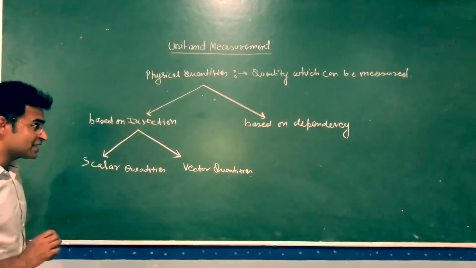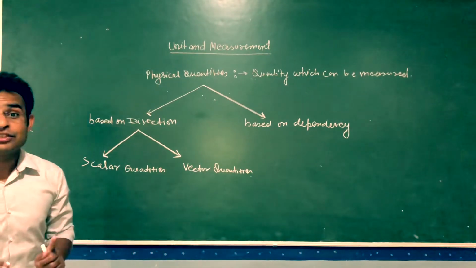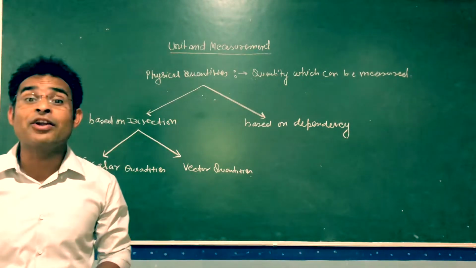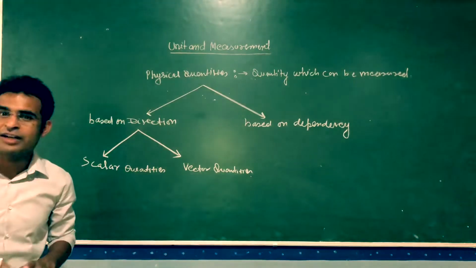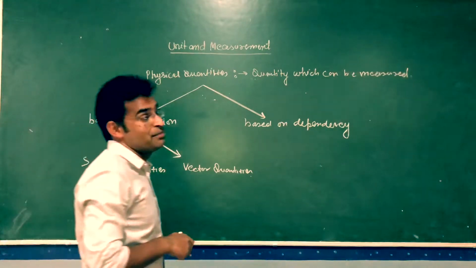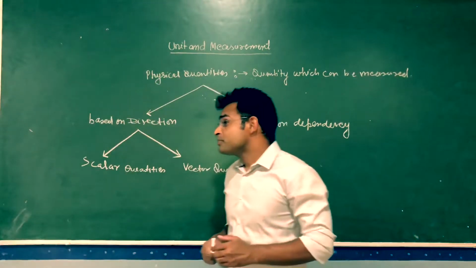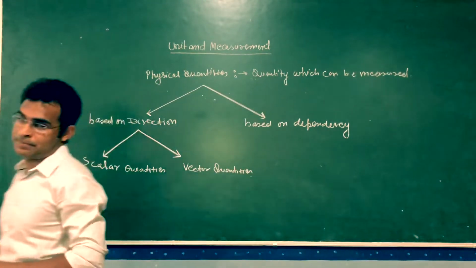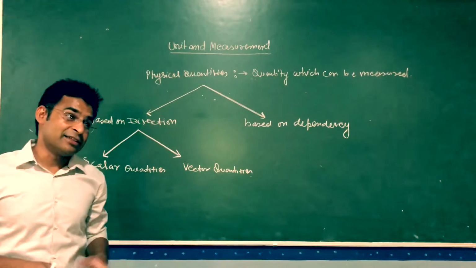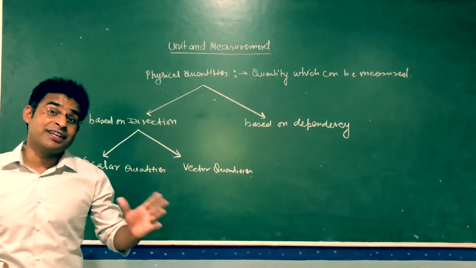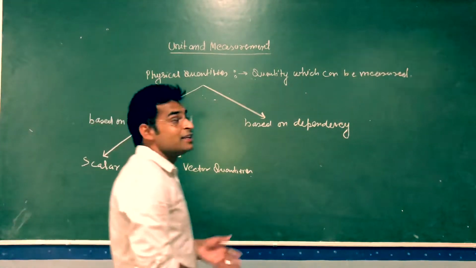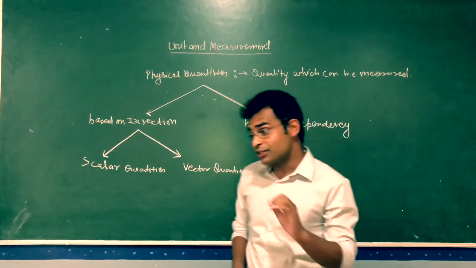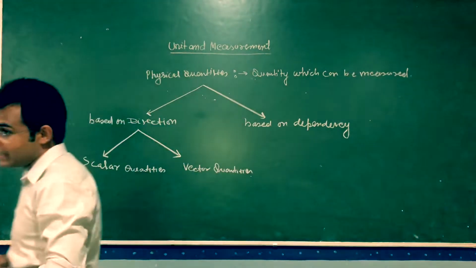What is a scalar quantity? A scalar quantity depends only on its magnitude. To represent that quantity you don't need anything other than magnitude. For example, if I say the mass of the body is 10 kg, nobody will ask in which direction. We need only one thing to describe that quantity, the magnitude, so it is called a scalar quantity.